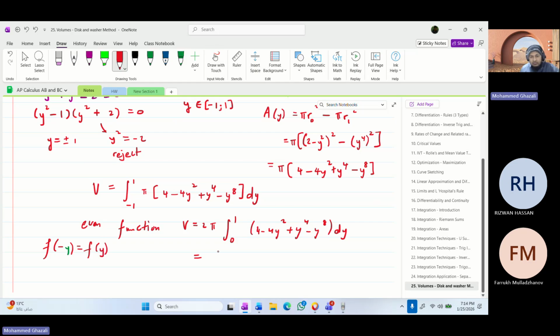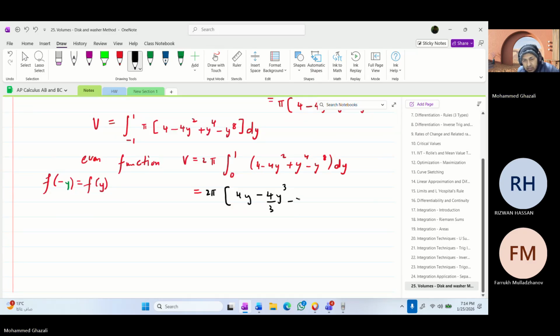Anyways, this is 2 pi times 4y minus 4y cubed over 3. It's easier to substitute 0 and 1. It's so much easier. Minus y to the power 5 over 5, minus you get y to the power 9 over 9, from 0 to 1.